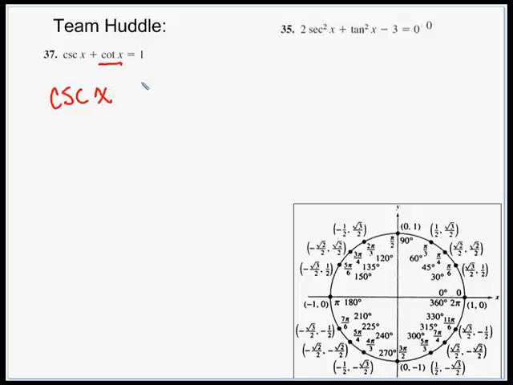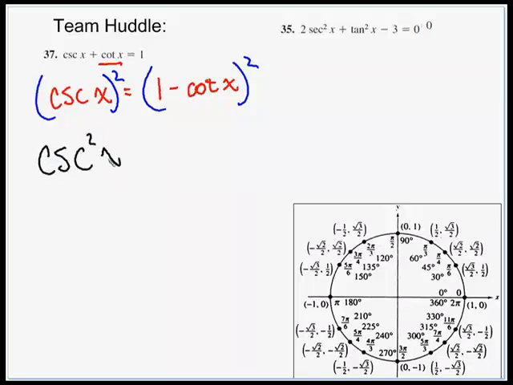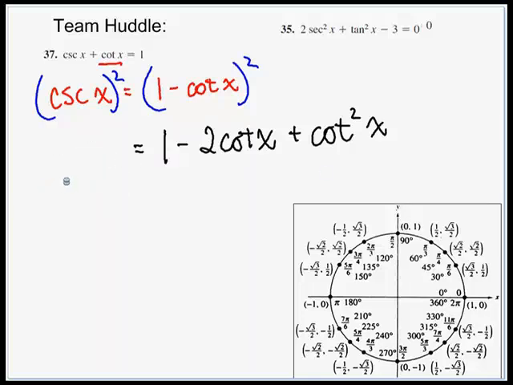And when I did it, I chose to get the cotangent to the other side. So here we have cosecant x equals 1 minus cotangent x. And now we want to apply the strategy, square both sides. And here we'll have to FOIL. So on the left, we simply have cosecant squared of x, equal to 1 minus 2 cotangent of x plus a cotangent squared of x. The cosecant squared on the left here, we could replace with 1 plus cotangent squared of x.